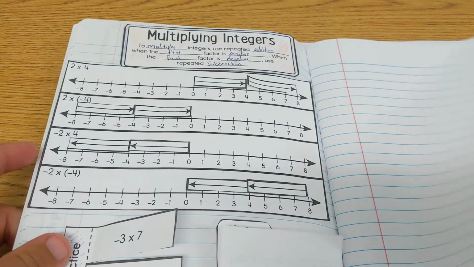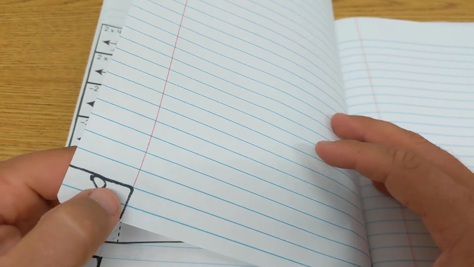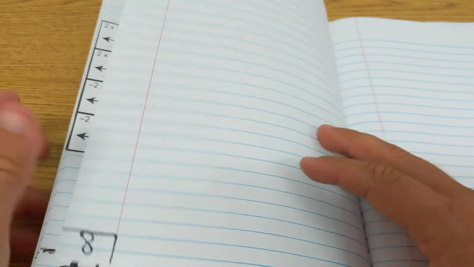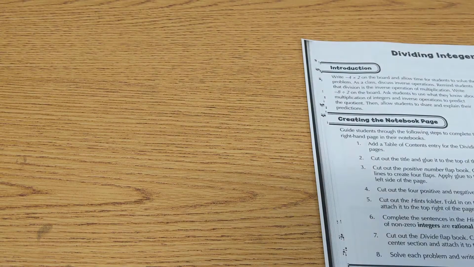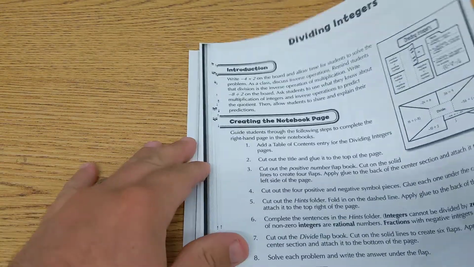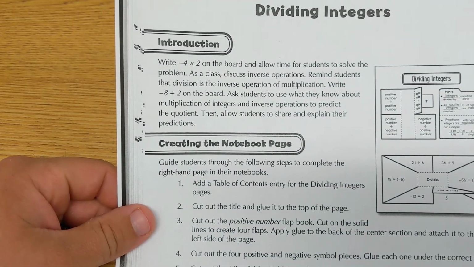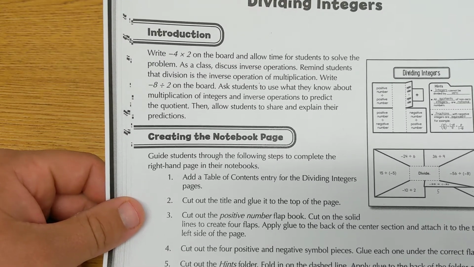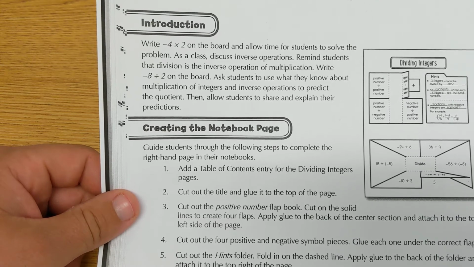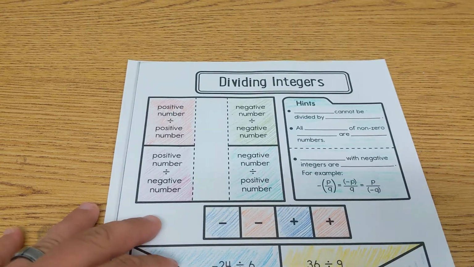And then today, I haven't numbered these, and it's bleeding through, but this is going to be page 9. Page 9 is where your dividing integers are going to go. This is basically how you're going to set up your math journal. This will be on your assignment in the documents, just like your subtracting and multiplying integers was.